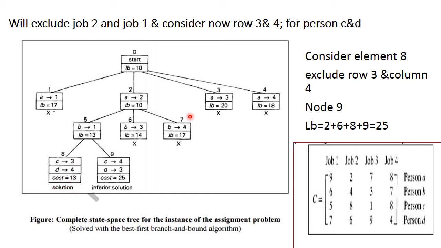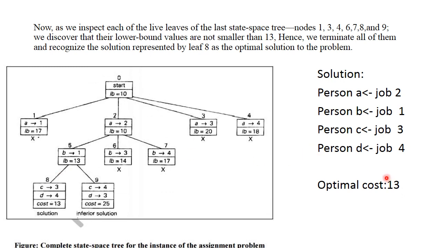So you can see that the solution is: job 2 is assigned to person A, job 1 is assigned to person B, job 3 is assigned to person C, and job 4 is assigned to person D, and the optimal cost is 13.